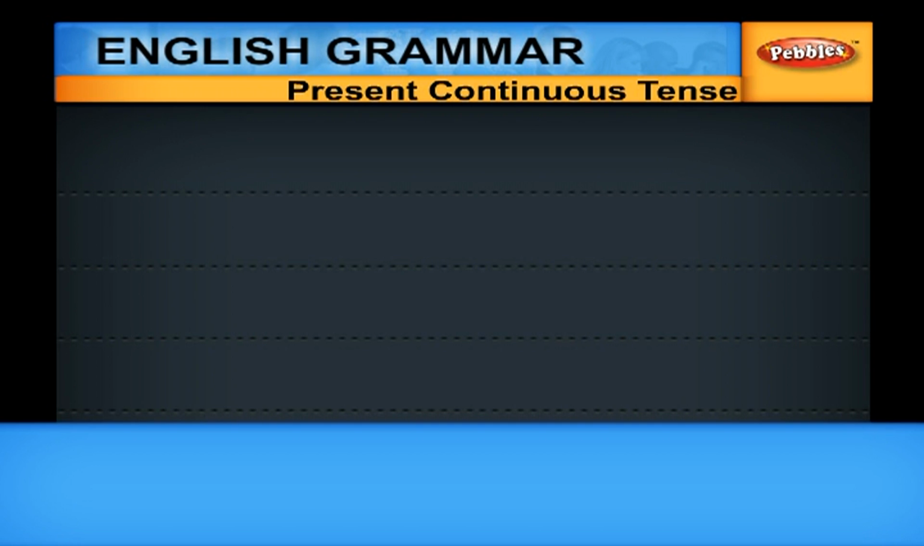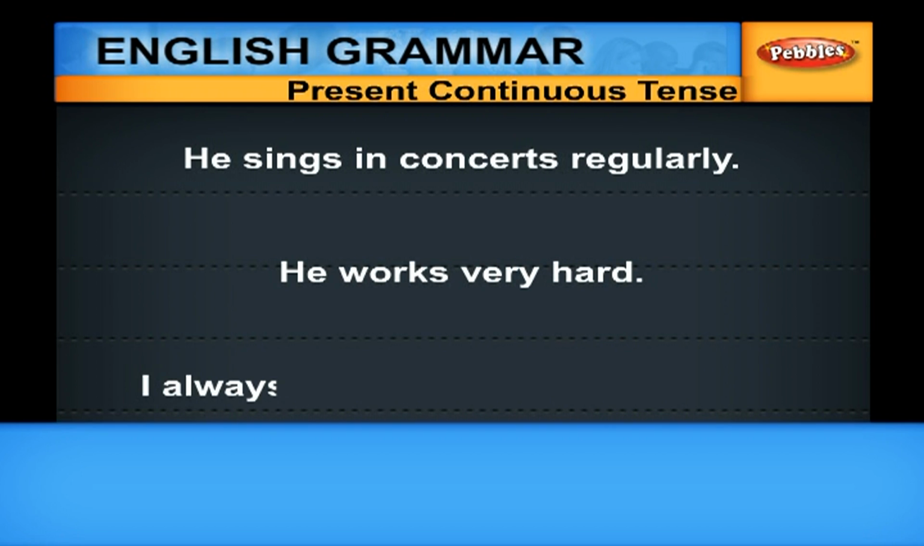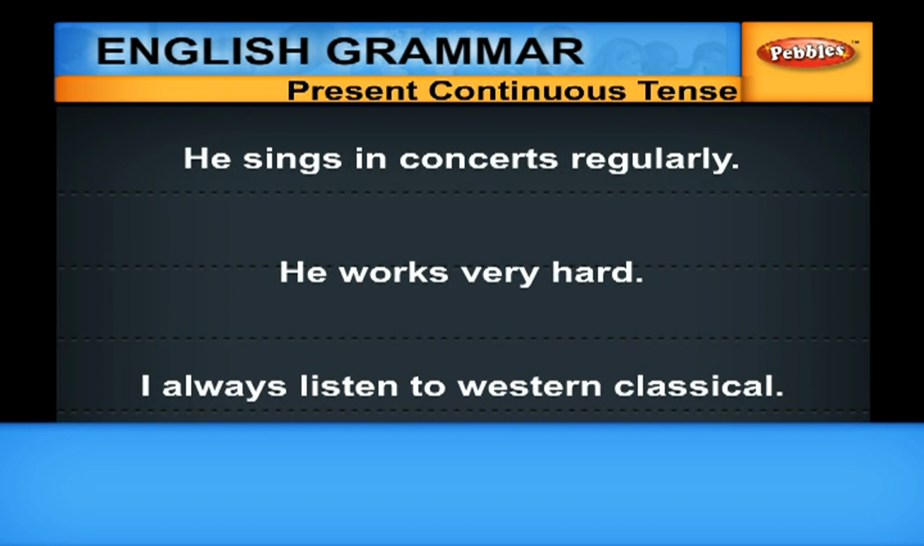But a habitual or repeated action should be in simple present tense. So, the correct way of saying is that he sings in concerts regularly. He works very hard. I always listen to Western classical.